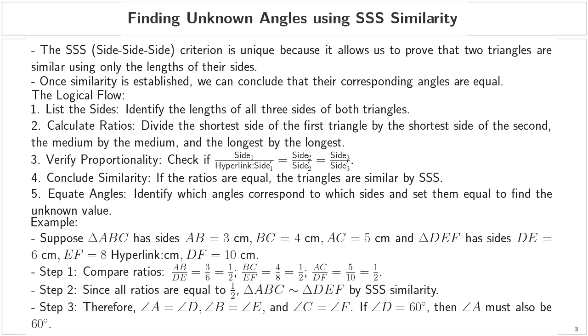Angle A equals angle D, angle B equals angle E, and angle C equals angle F. So, if the problem tells us that angle D is 60 degrees, we can immediately conclude that angle A must also be 60 degrees. This brings us to our next topic, where we will see how to handle even more complex problems involving the product of sides and the SAS criterion.